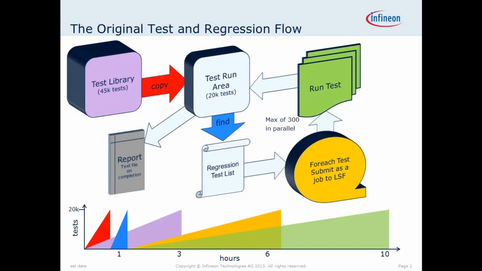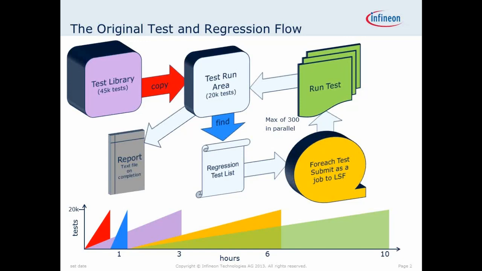So the time scale along the bottom is trying to show where the time is used. For a 20,000 test regression that we might run, it was taking 3 hours to actually label the test library, which is quite a long time. But this is mainly because we were using ClearCase as our versioning tool.